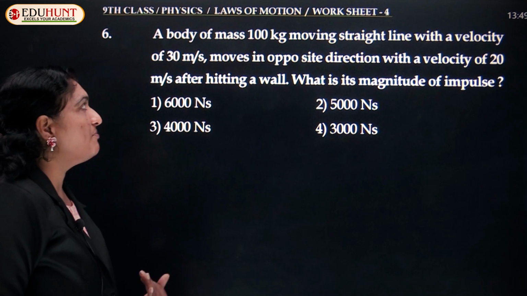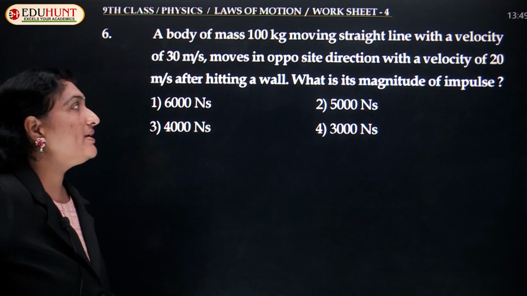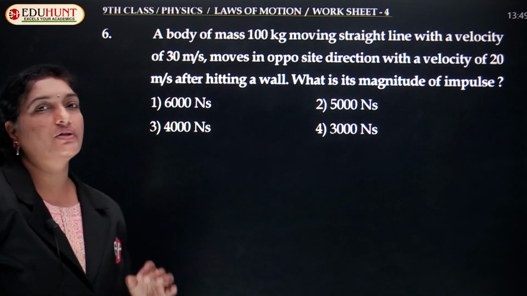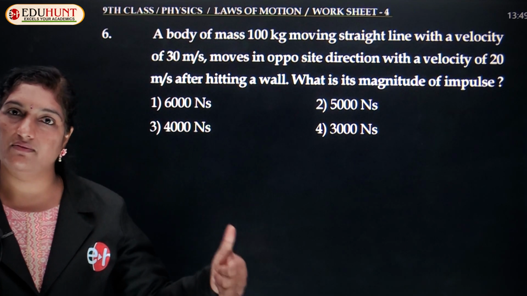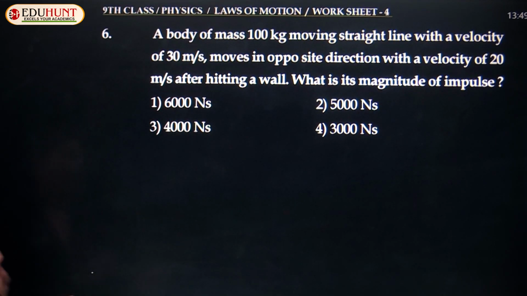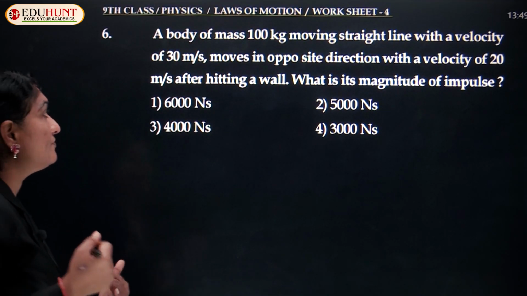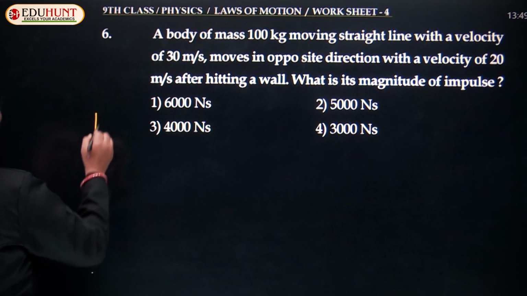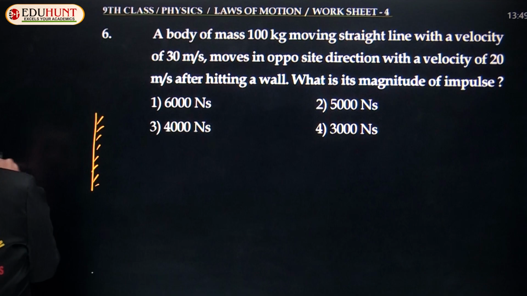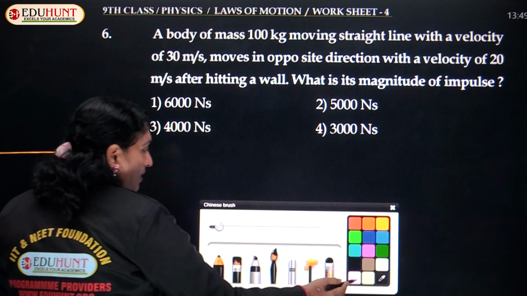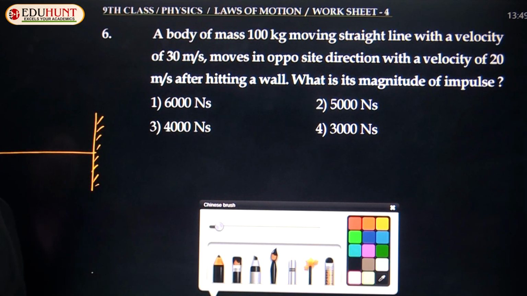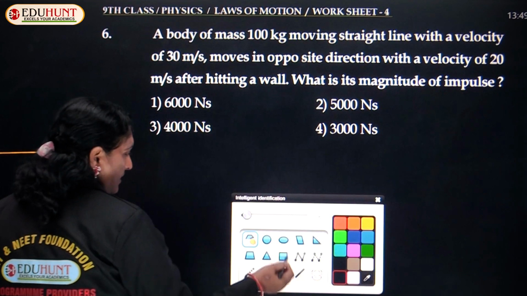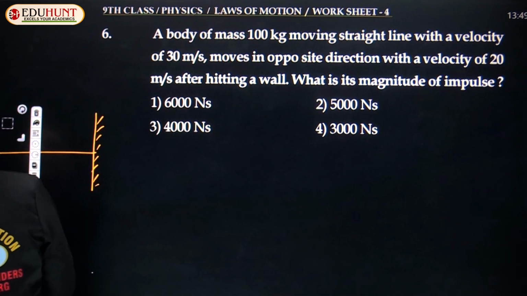Sixth one, a body of mass 100 kg moving in a straight line with a velocity of 30 meter per second. Mass is given, velocity is given. Moves in the opposite direction with a velocity of 20 meter per second after hitting a wall. So let us try to visualize this. A wall is there and this is a straight line. Now what was given is that a body of mass 100 kg moving in a straight line with a velocity of 30 meter per second. So the ball is there.